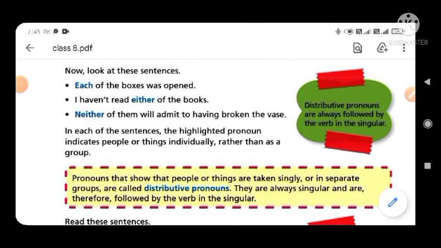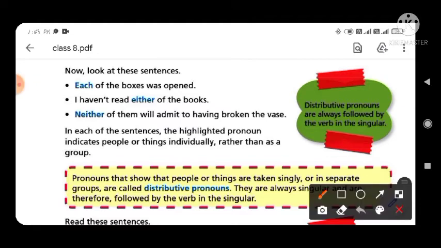For example, each of the boxes was opened. Each of the boxes. Here there are many boxes, and every box will be opened. And I haven't read either of the books, and neither of them will admit to having a broken vest. So in each of these sentences, the highlighted pronoun indicates people or things individually rather than as a group. Distributive pronouns are always followed by a verb in the singular.